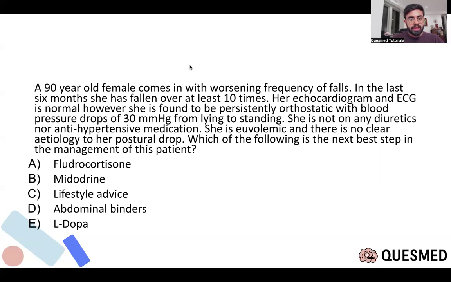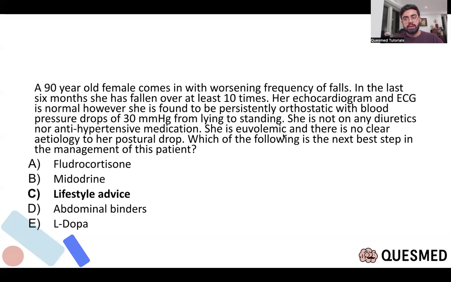So we've got a bit of a mix between A, B, and C. What we have here is someone who's coming in with increasing frequency of falls. We think that there may be an element of postural hypertension, maybe from some of their observations. She's not on any medication that appears to be causing it, and she's also euvolemic. And the answer here is actually C.